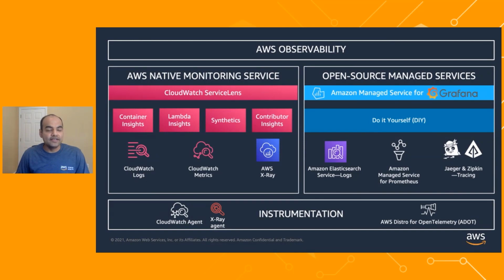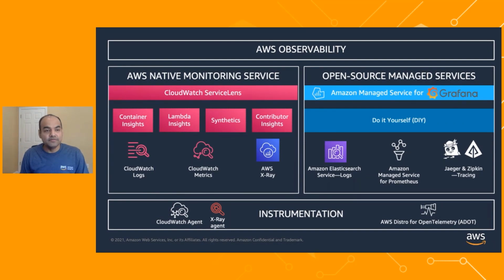On the right-hand side, we have open source managed services from AWS. This is where we've been very busy for the last 1.5 years. We had Elasticsearch for log aggregation for many years now, but in the last 1.5 years, we have added Amazon Managed Service for Prometheus, Grafana, and AWS Distro for OpenTelemetry. And we'll talk about all of these open source services in the next section of this presentation.